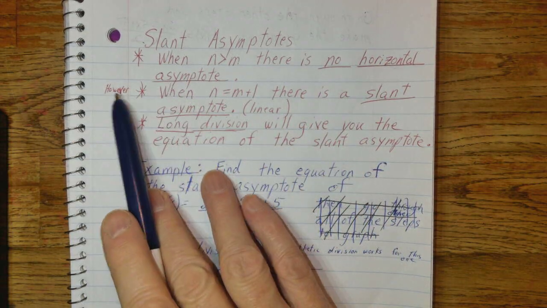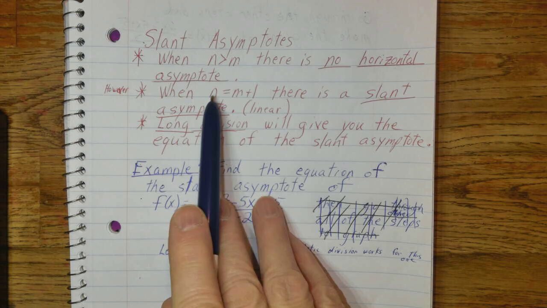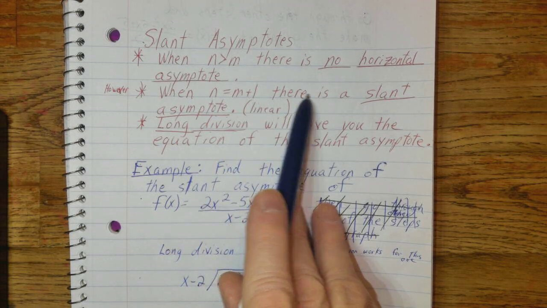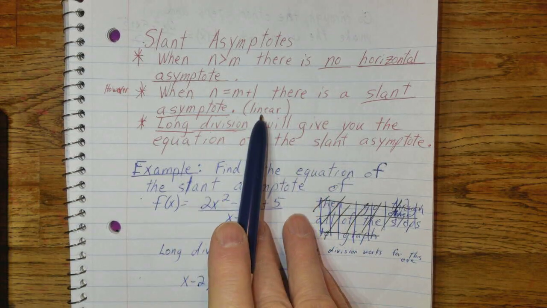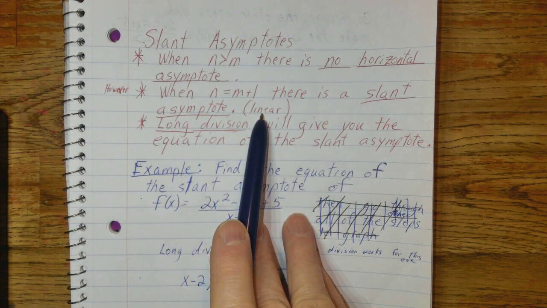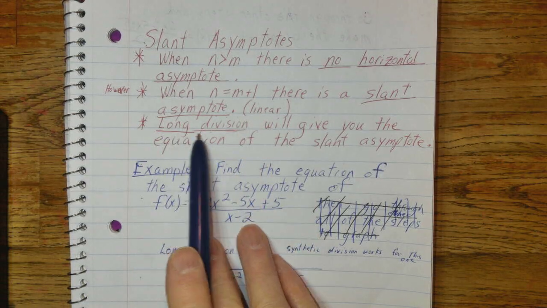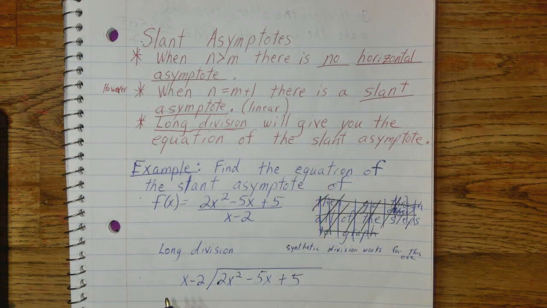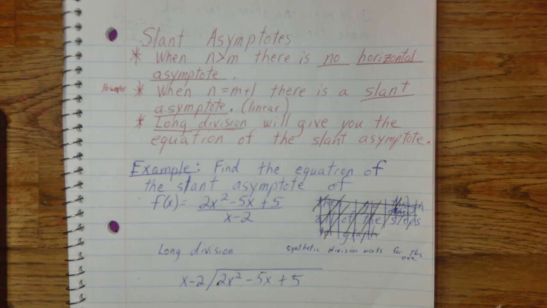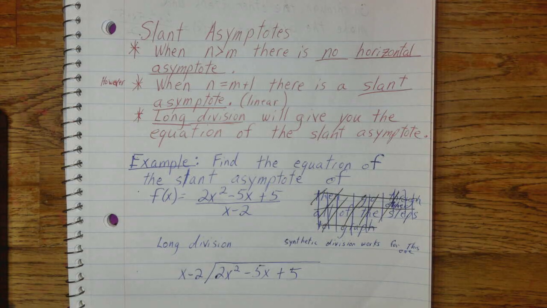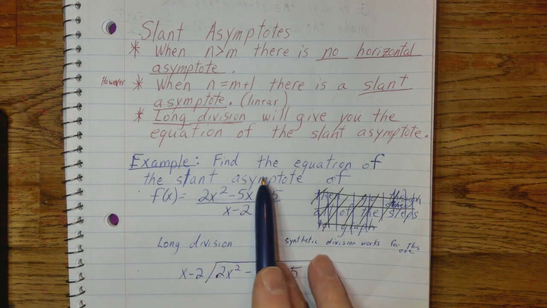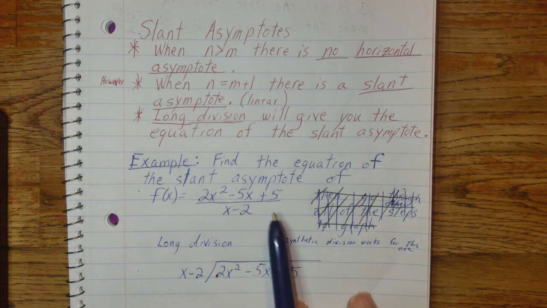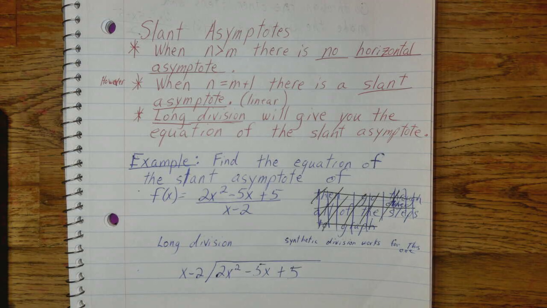Now, we are only going to focus on one case, when n is exactly 1 more than m, when n equals m plus 1. Then there is a slant asymptote, which is a linear asymptote. We'll use long division to get the equation of that slant asymptote. So let's see what we're doing here. The example we have is f of x equals 2x squared minus 5x plus 5 divided by x minus 2.